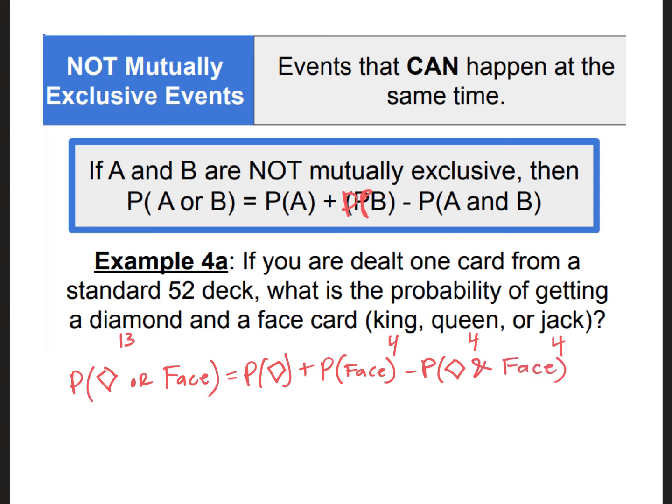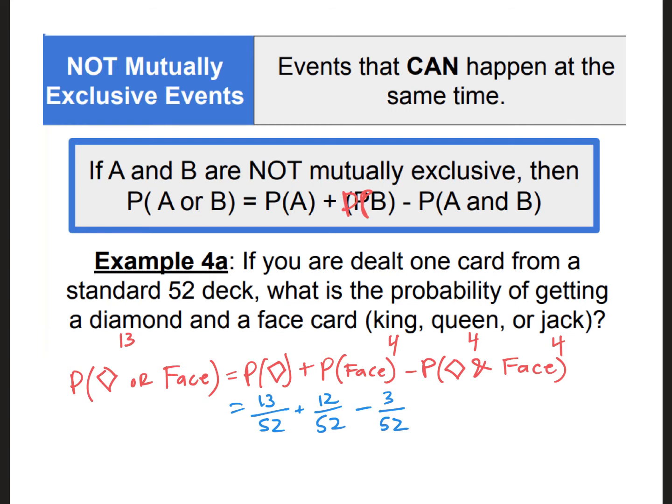For my first probability, I know I have 13 diamonds out of 52. For face cards, I have 4 kings, 4 queens, 4 jacks, so that's 12 out of 52. And then for the last one, we want the probability that it's a diamond and a face. Well, there is one of each suit, so there's a diamond king, a diamond queen, and a diamond jack, so there's 3 out of 52. Again, I'm giving you the numbers here. If you don't know about cards, there'll be a picture. You can just check it out.